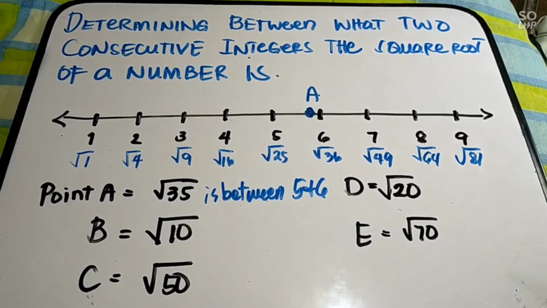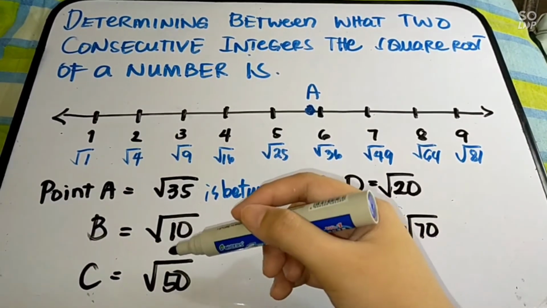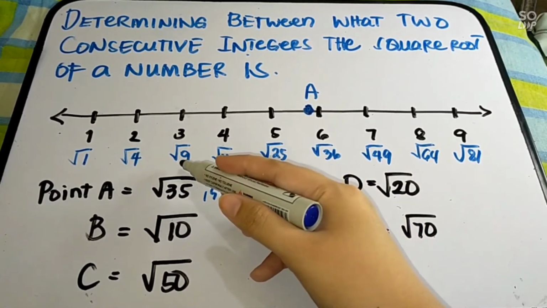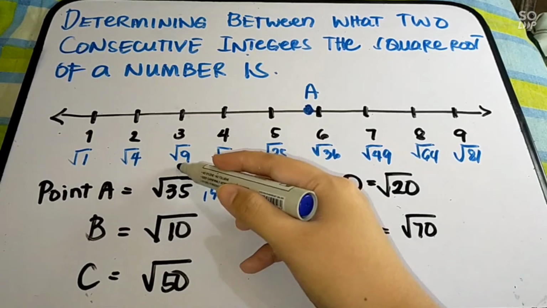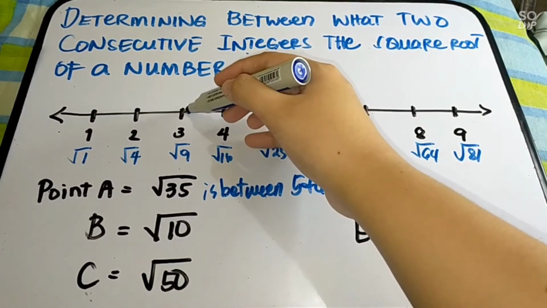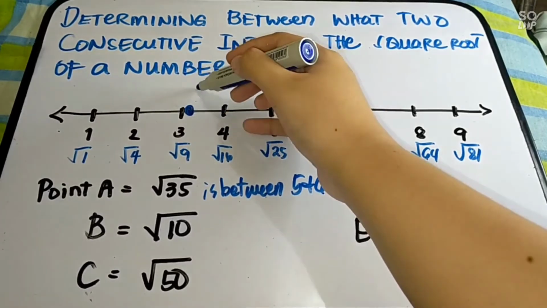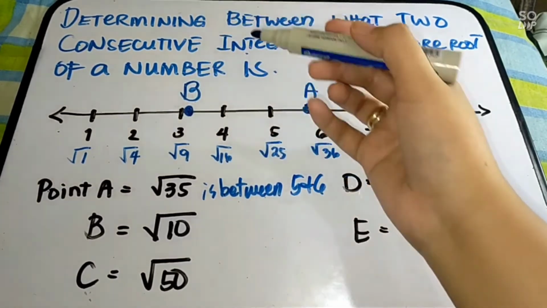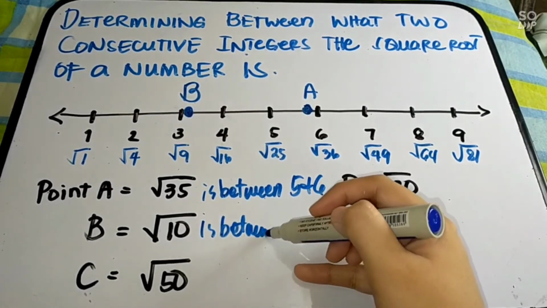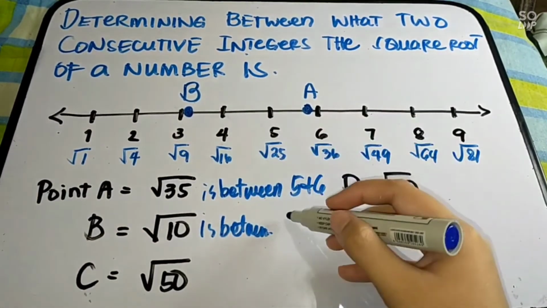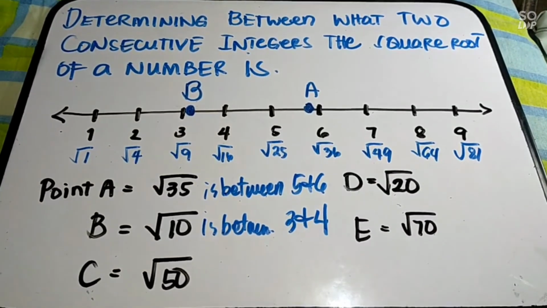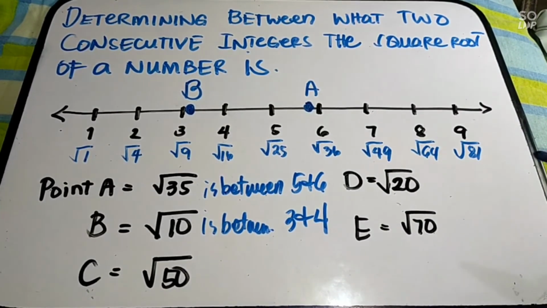That is it. Next tayo, square root of 10. Saan kaya nakapagitna si square root of 10? So, since we have here a square root of 9, nakapagitna siya kay square root of 9 and square root of 16. So, therefore, malapit na malapit siya dito kay 3. So, this is point B. So, this is between what? 3 and 4. Did you get it? Hopefully, nasusundan po.